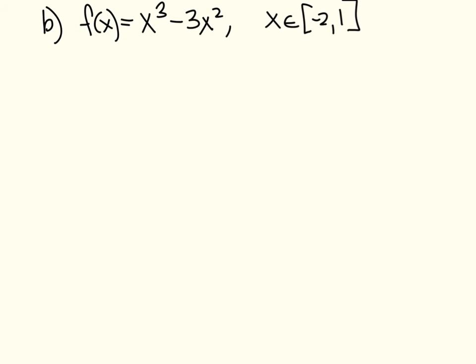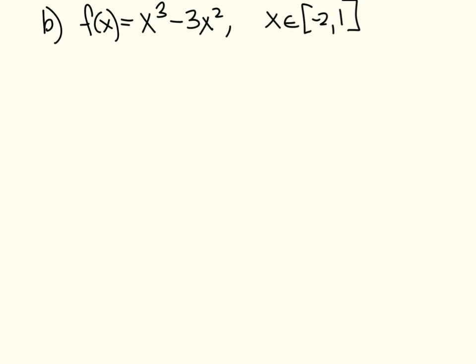Okay, now let's look at this example. So our function here is f of x is equal to x cubed minus 3x squared. This here is just another way to express an interval. So x is an element between -2 and 1. So it means exactly what we've seen. It's just that's our interval.